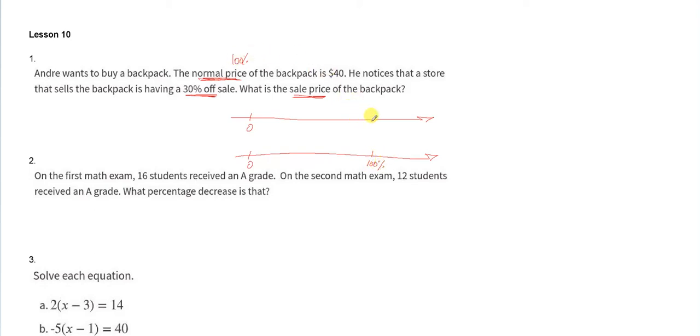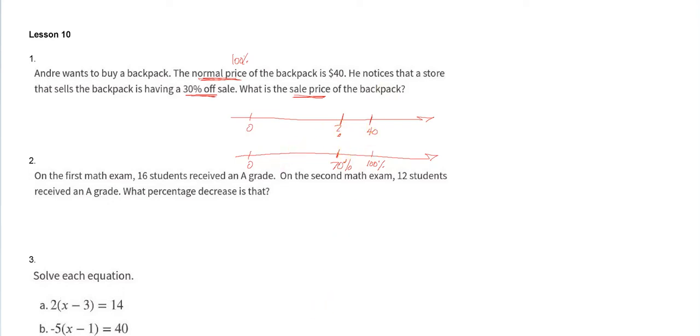We know that the full price of the backpack, all 100% of its price, began at 40 bucks. But the store is going to have a 30% off sale. So that puts us down here at a 70% price. So our question is, what are they going to sell this backpack for? Lots of different ways to solve for this question mark. You could find 10%, multiply by 7.